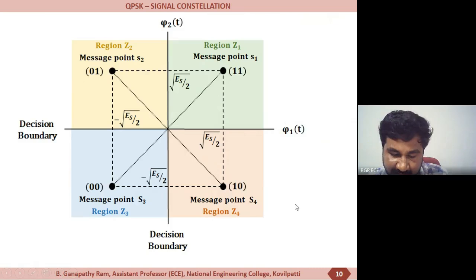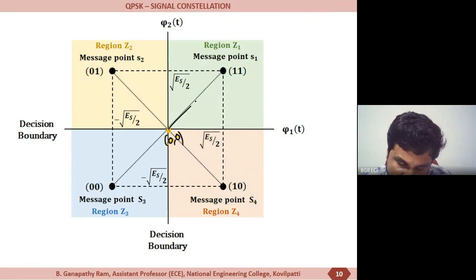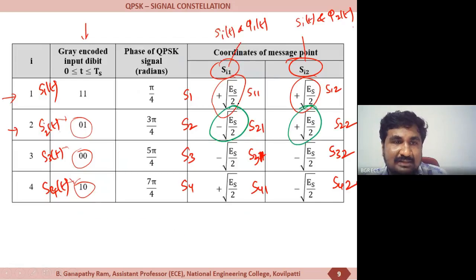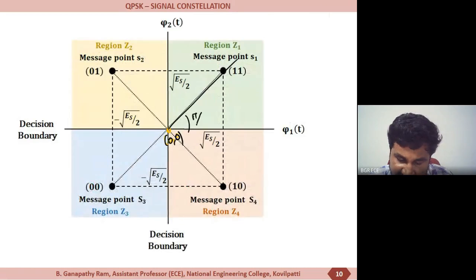And moreover, from the origin, if we draw a straight line to that particular message point, it represents the corresponding phase angle. That is, the message point S1 corresponding to the symbol S1 of t has a phase variation of pi by 4 with respect to the sinusoidal carrier waveform. Hence, here it will be pi by 4 radians.